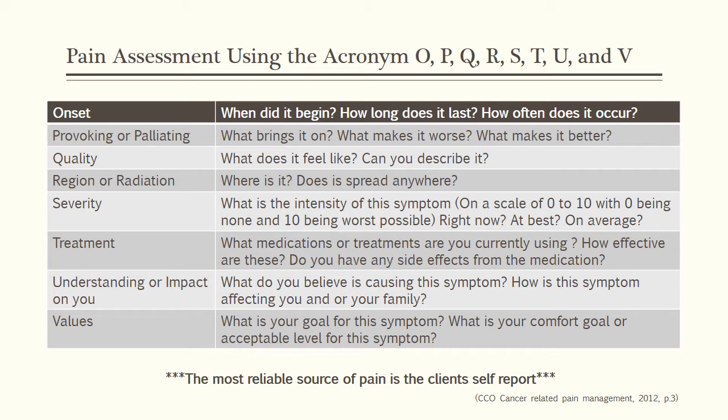Severity. This is the pain scale, 0 to 10, 10 being the worst pain experienced. T is treatment. What medications or treatments are you currently using? Are these effective? Is there any side effects? All of those kinds of things. U is understanding. What do you believe is causing your symptoms? V is values. This is important. What are your goals for the pain? What are the comfort goals? What are the acceptable levels of pain? And of course, the most reliable source of pain is the client's self-report.